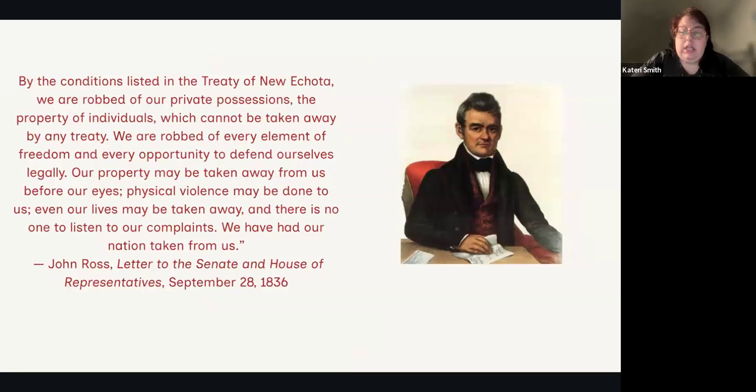And John Ross, the chief of the Cherokee Nation, in his letter to the House of Representatives, echoes these statements. He disagrees with the treaty. Partially, one of the signers was actually Elias Boudinot, who was afraid of the genocide of his people and signed it believing that they would have more freedom.